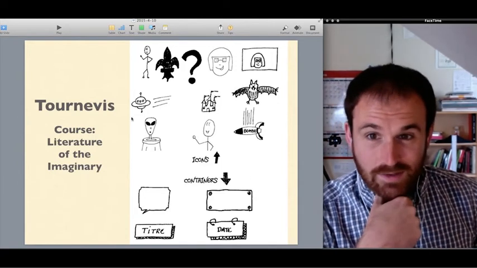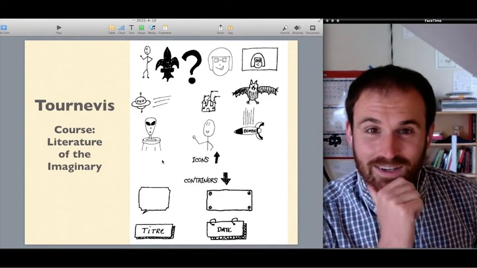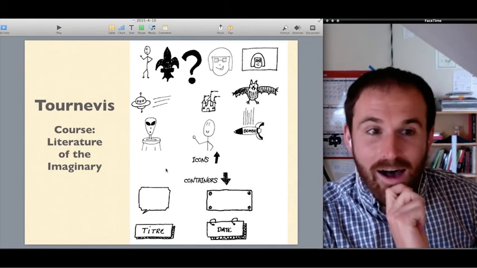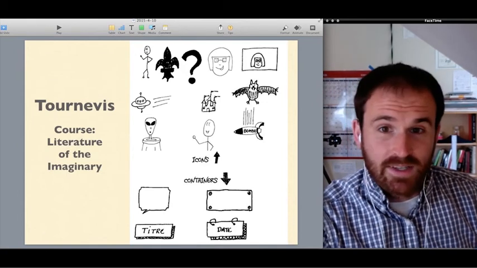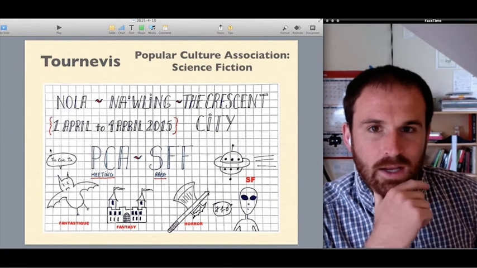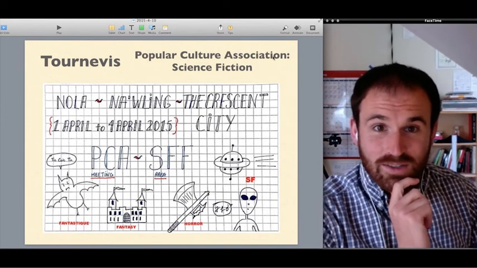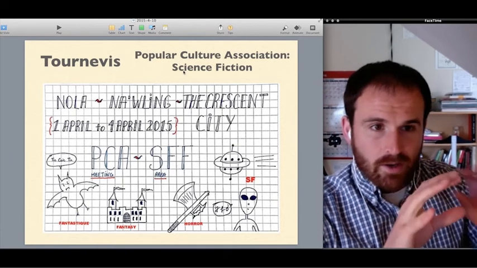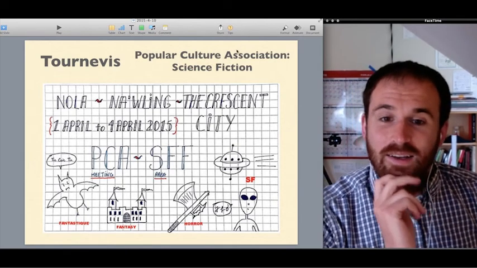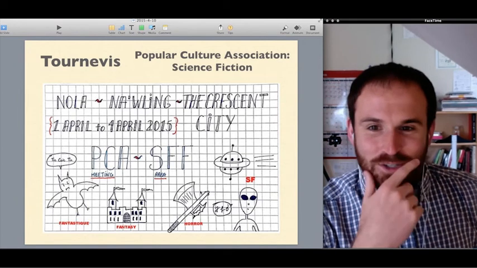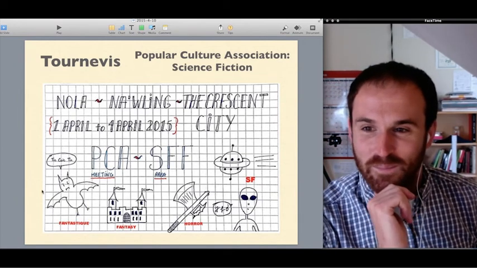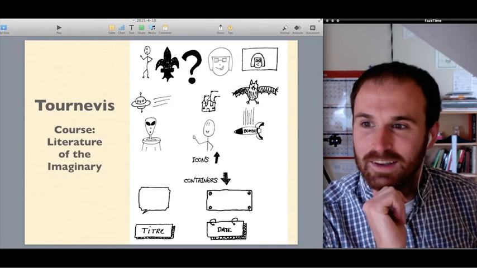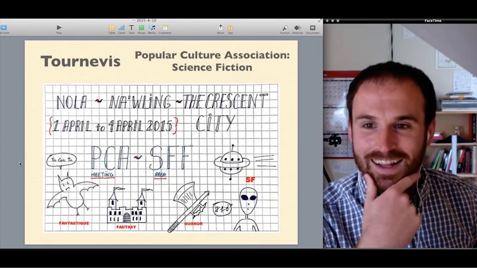In particular, science fiction related icons here, as you can imagine, based on what you see. And she was able to use these recently too in the annual meeting of the Popular Culture Association. And I think Tournevis is specifically involved with the science fiction area of that association. So you can see how she was able to pull out many of those same icons, so using them in a live event.